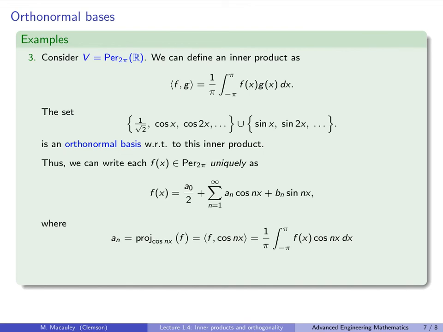That's just 1 over pi times the integral from negative pi to pi of f of x times cosine nx dx. And similarly, for this bn term, we have a formula. bn is the projection of f onto sine of nx, that unit basis vector, which is just the inner product of f with sine of nx, and that is just 1 over pi times the integral from negative pi to pi of f of x sine of nx dx.